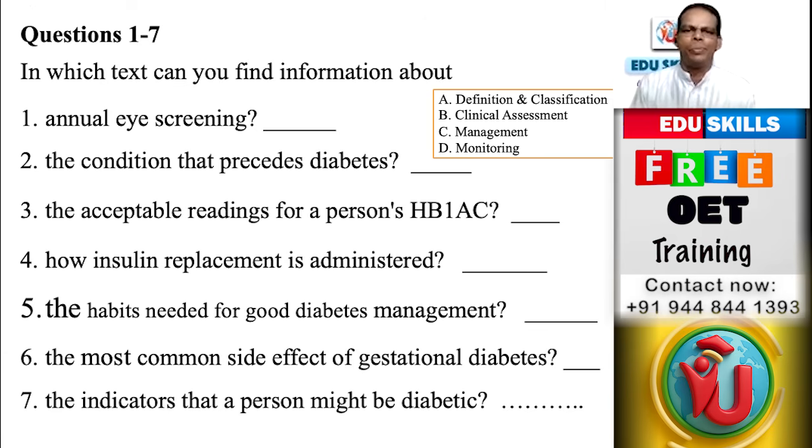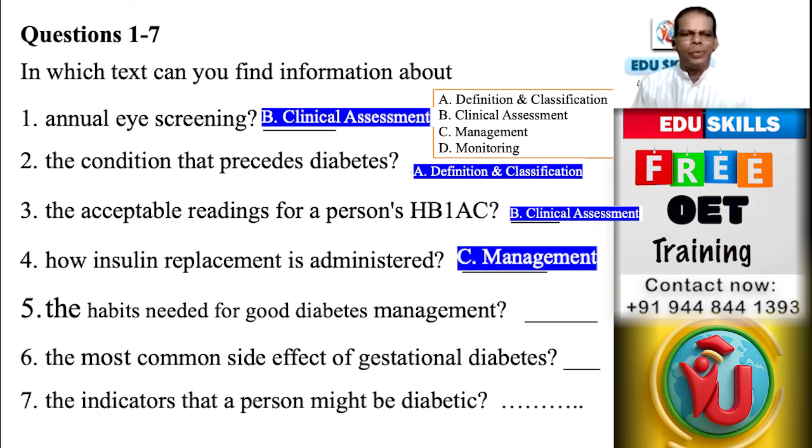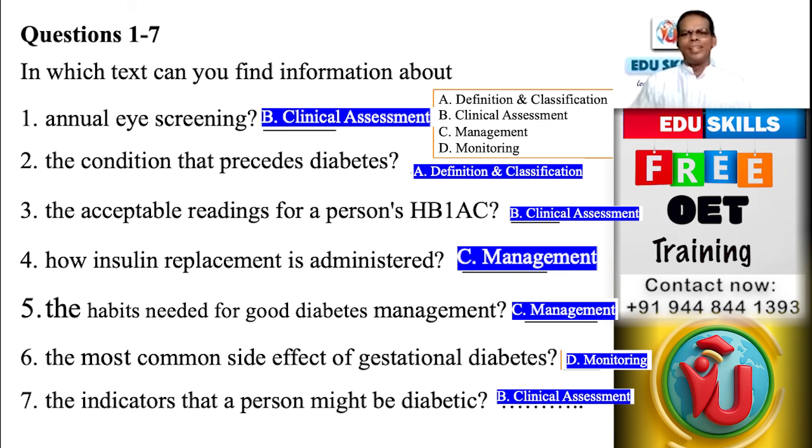Annual eye screening, where does it come? Clinical assessment, B. Yes. What precedes diabetes, a precondition of diabetes, where does it come? Definition. HbA1c, clinical assessment. Insulin replacement administration, management. And habits needed for good diabetes management, C. Ultimately, you have management, no? Already you have the answer there. Yes, good habits. And the most common side effect, D. Exactly. And the indicators that a person might be diabetic. The indicators mean symptoms, D.